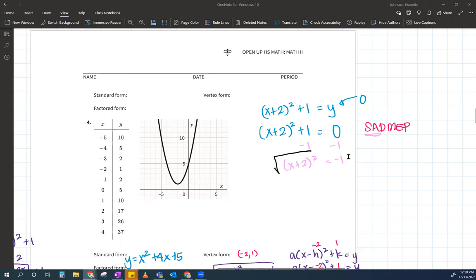Very good. So for some reason, oh, there it goes. So here's your square root. Do not forget your plus or minus. I'm going to put a pretty big plus or minus there so everyone sees it. And then here's what happens. These two undo and we get x plus 2 equals the plus or minus of the square root of -1.